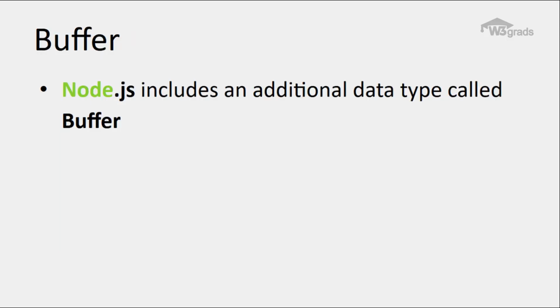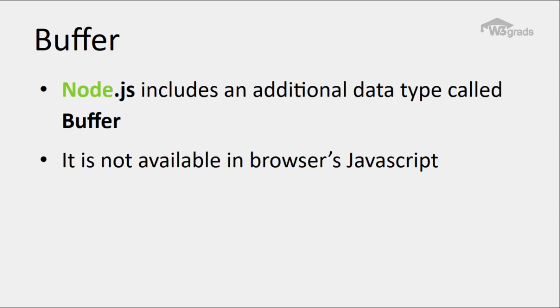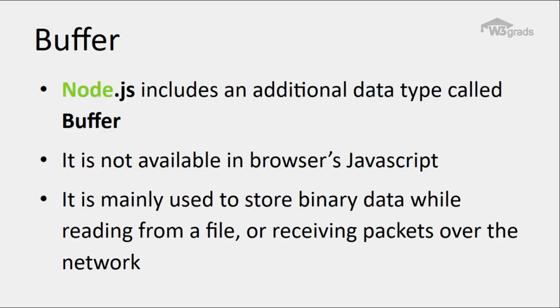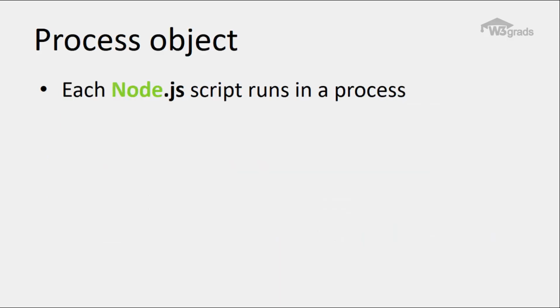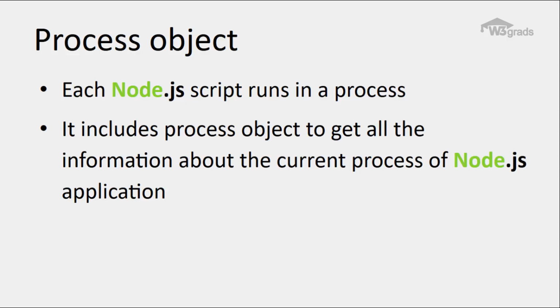Apart from functions, Node.js includes an additional data type called buffer. This data type is not available in browser's JavaScript. Buffer is mainly used to store binary data while reading from a file or receiving packets over the network. Also, each Node.js script runs in a process. It includes a process object to get all the information about the current process of the Node.js application.